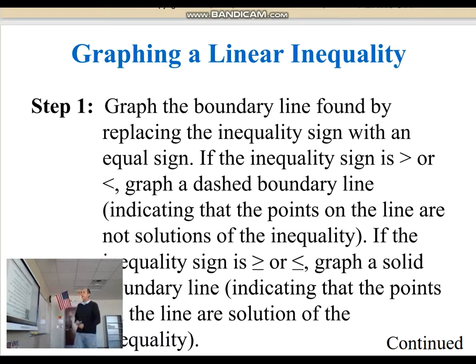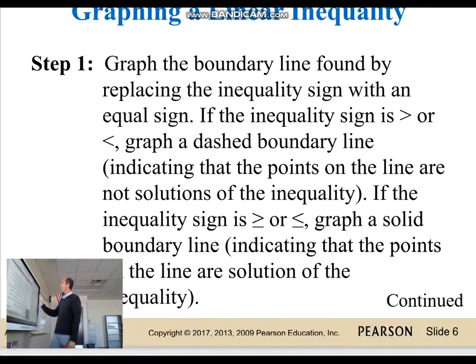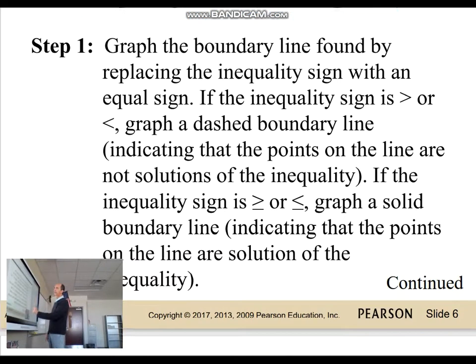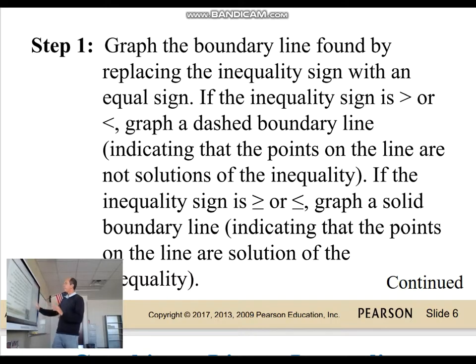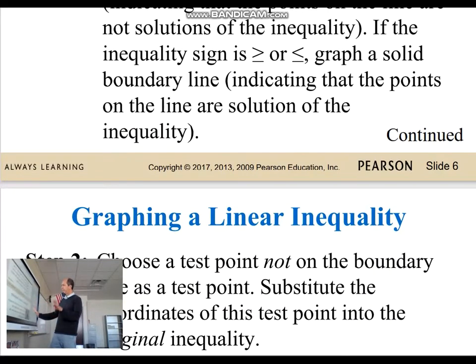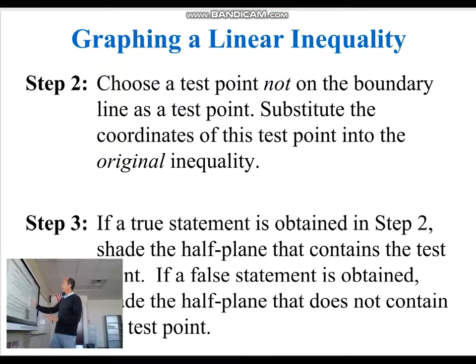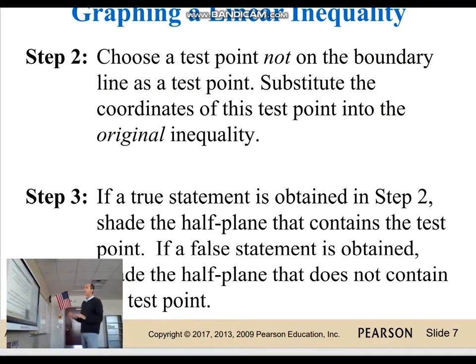The step-by-step to graph. The first step is graph the boundary line found by replacing the inequality sign with an equal sign. And we will see this in the examples. Step number 2, choose a test point not on the boundary. You can choose a test point, or you can see the kind of inequality that you're working on, and we're also going to work on examples and see how to apply this step number 2.